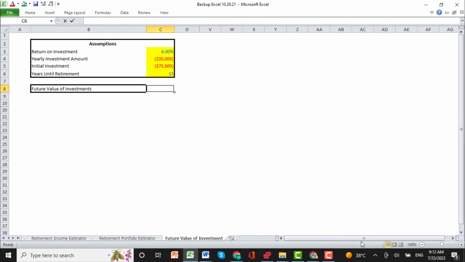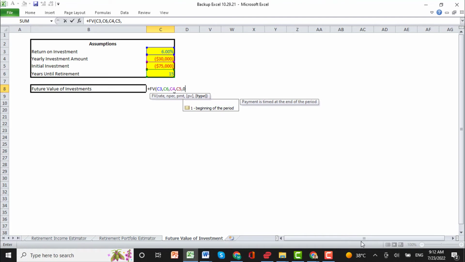So if we take a look at the future value formula, you can see the first input asks you for the rate, which is 6% per year. Next is the NPER, or the number of periods, and this is 15 because they're going to retire in 15 years. The next input is the PMT, or the payment, and this is a negative $30,000 because that's the amount that they're going to invest every year. Next is the PV, or the present value, and this is negative $75,000 because this is the cash that they have on hand to invest today. And then lastly, the type, this is always 0 because we assume they're going to invest at the end of the period.